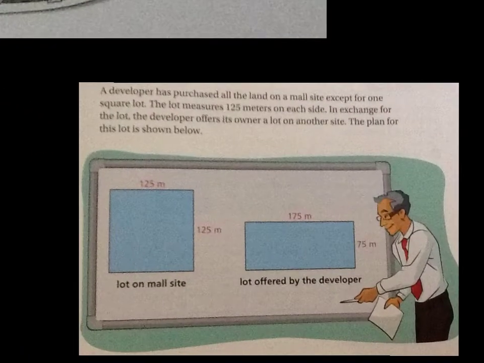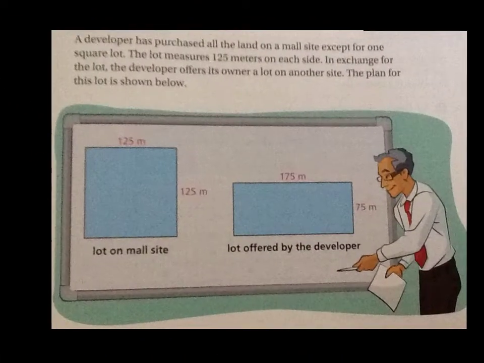We're also looking at this idea. A developer has purchased all the land on a mall site except for one square lot. The lot measures 125 meters on each side, and in exchange for this lot, the developer offers its owner a lot on another site. The plan for this lot is shown below. So the lot on the mall site is 125 by 125 meters.